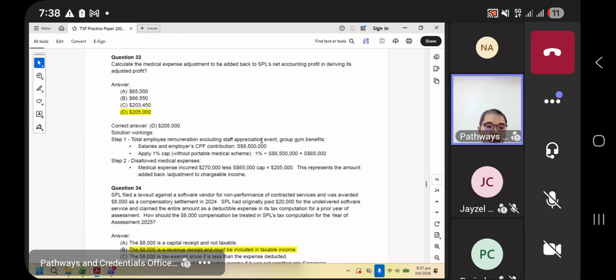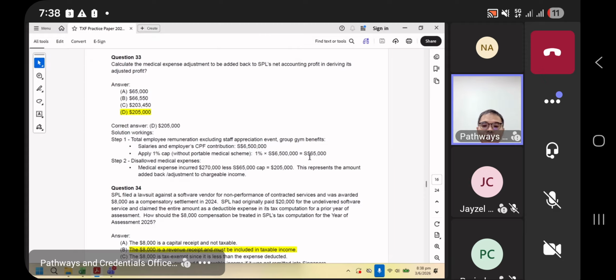125,000. Okay, and staff appreciation event of 125,000, group gym benefits 30,000. These are excluded from the total employee remuneration definition. So what is included is only salary and CPF contribution of 6.5 million.